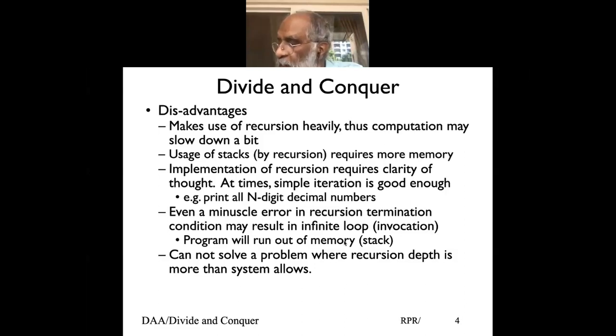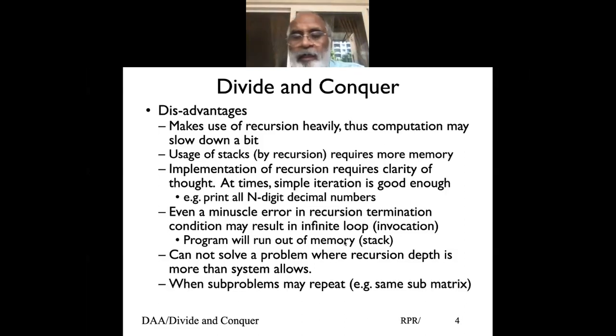Further, the other thing is, if subproblems repeat, like in the Fibonacci series, are we solving the same problem again and again? If we're solving a subproblem again and again, we're wasting CPU time, and that is where we come into dynamic programming, where we solve one subproblem only once, we don't solve it again. We store the subproblem results, like in power n by 2, and reuse them.